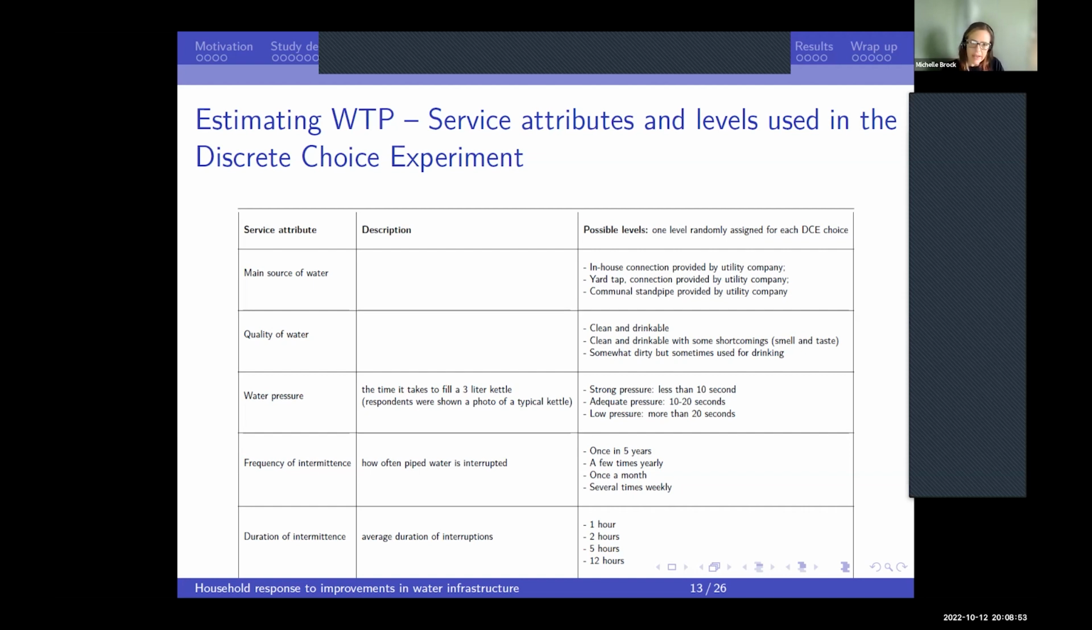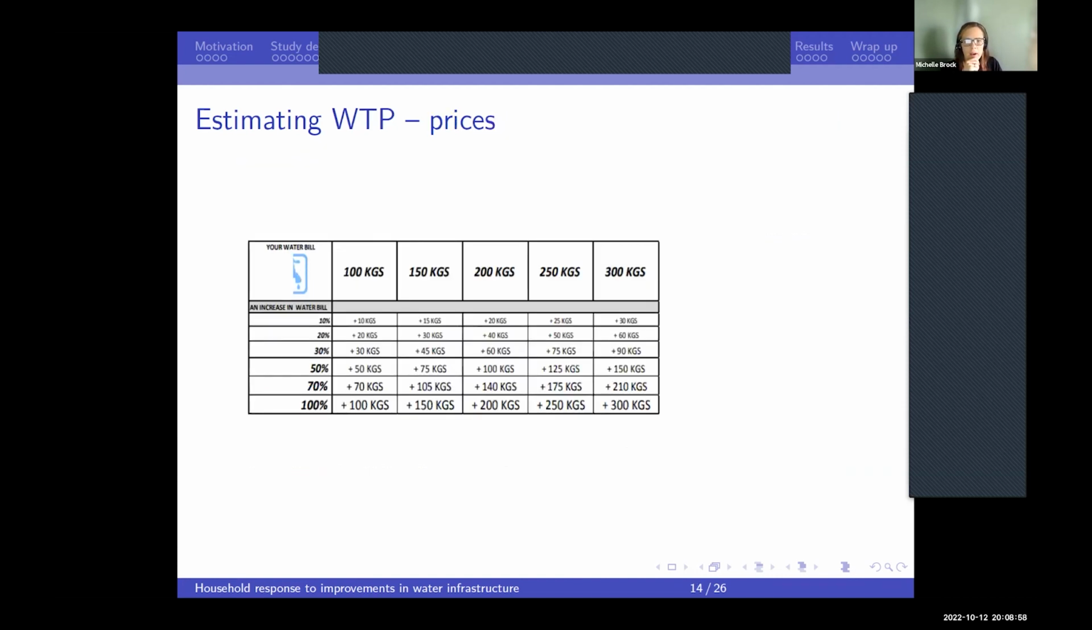Importantly, for any discrete choice experiment, we also include price in these alternatives. So this is the show card people saw. We would tell them the percentage of price increase compared to their current bill. If they didn't already have a water bill, they saw a show card that indicated the amount of Kyrgyz samani they would be having to pay. And so we'd say, okay, a 50% increase means, if your bill is currently 100 Kyrgyz samani, you're going to have to pay an additional 50 samani.